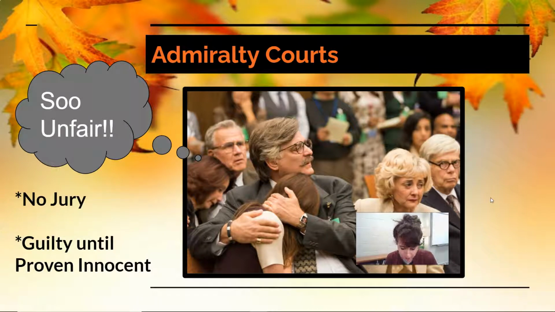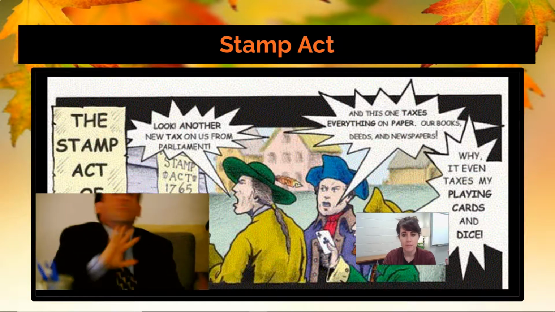So these are prosecuting smugglers, especially anyone who is violating those Navigation Acts. No juries, only judges. You're assumed guilty until proven innocent. And the colonists do not like this at all. They're like, this is so unfair. Let's move on.